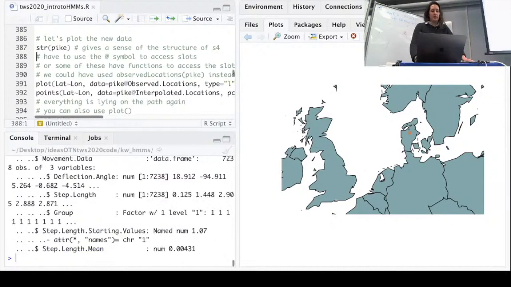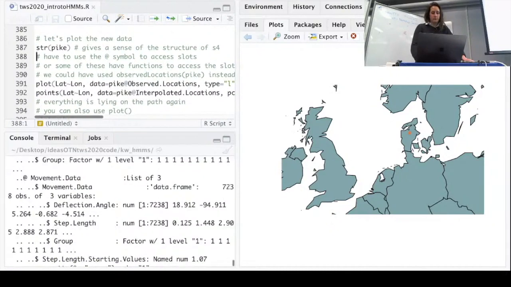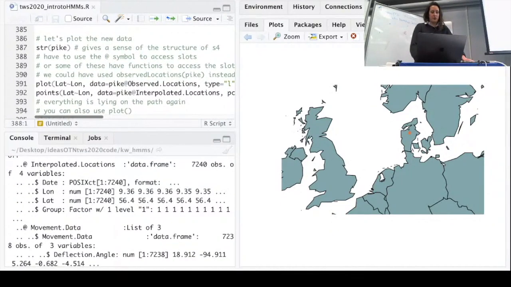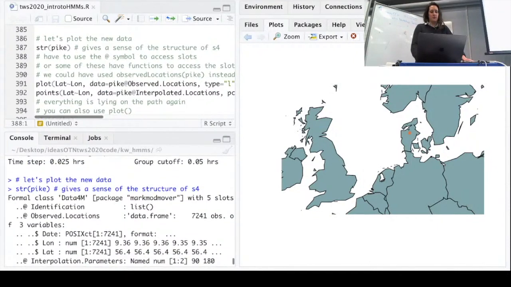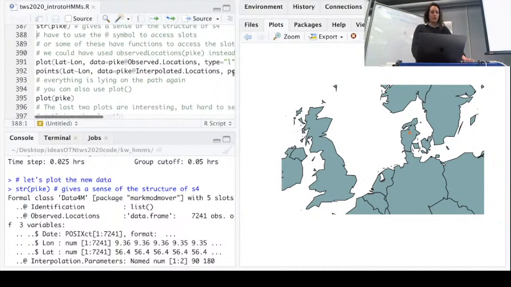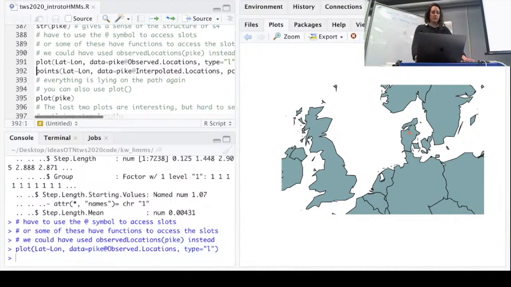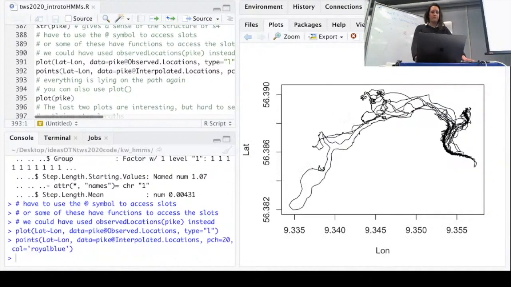If we plot the new data, first of all, we take a look at the structure. This is just showing you the S4 structure, so again, we have to use @ signs instead of the $ signs sometimes. I just like to look there. Plot the observed locations, interpolated. Check it's okay, looks okay.